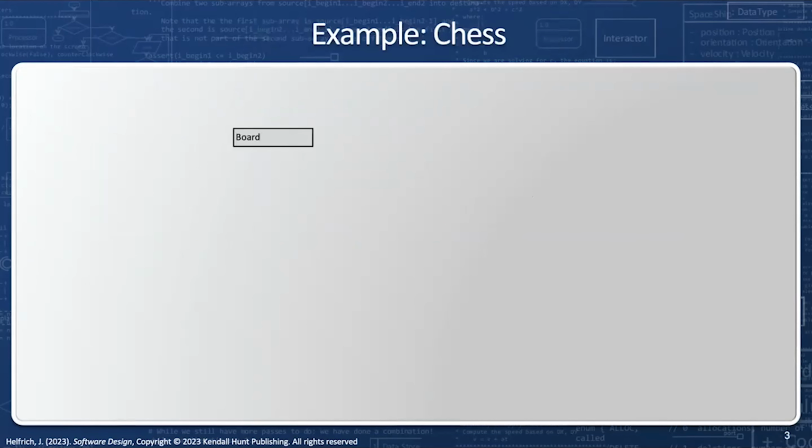So I'm going to have a board, which is going to have a collection of pieces. How many? Well, 64. Now, since the board is going to create and destroy the pieces, this is by composition, which is a filled diamond end cap. Now, the piece will also have a position on the board, and it'll have exactly one of those.